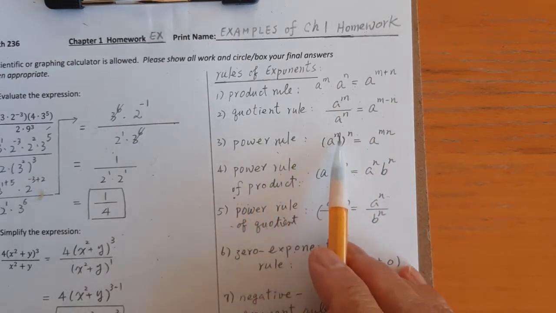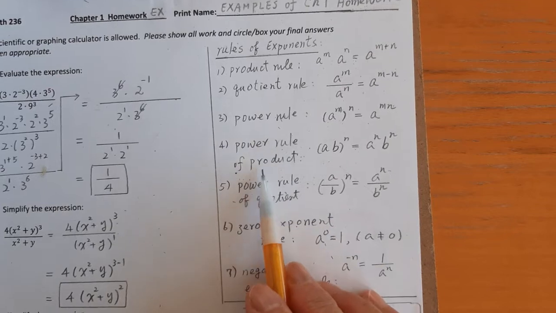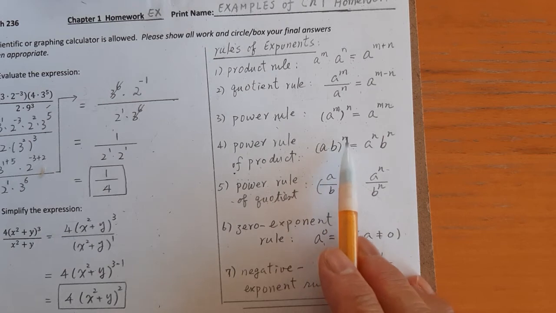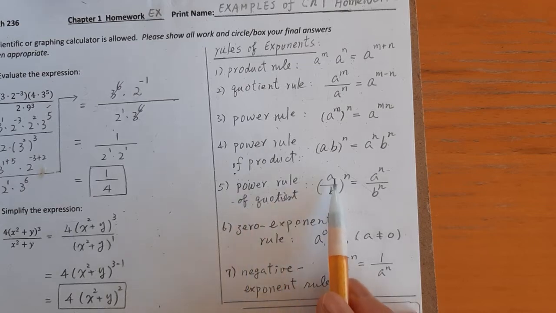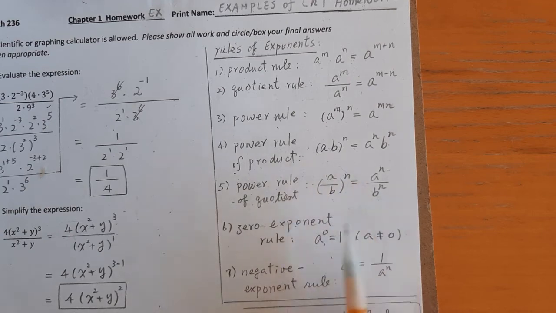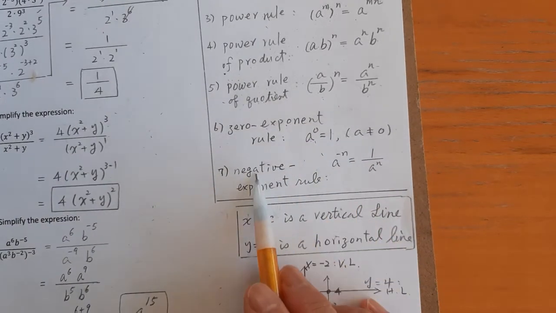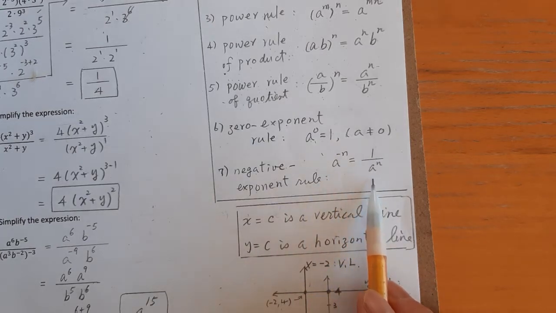Power rule: a to the power m, to the power n, then we multiply the exponents, m times n. Power rule of a product: a times b to the power n equals a to the power n times b to the power n. Power rule of a quotient: a over b to the power n equals a to the power n over b to the power n. Zero exponent rule: any non-zero number a to the power 0 equals 1. Then the negative exponent rule: a to the power negative n equals 1 over a to the power n.